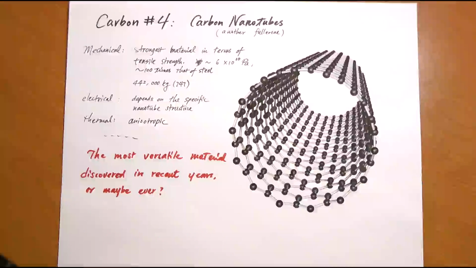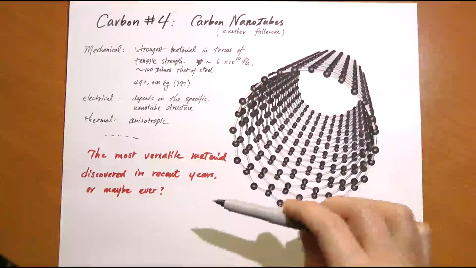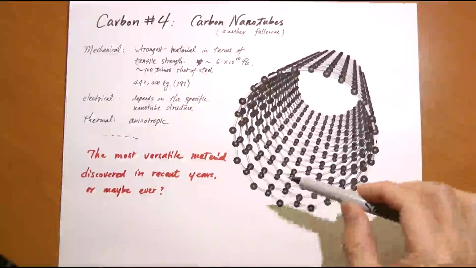There are different types of carbon nanotubes. What do we call nanotubes? Because the size here and there, we're talking about order of around a nanometer. Carbon nanotubes are one of the most interesting materials people have ever found. It certainly is the most versatile material discovered in recent years. It might be the most versatile material ever discovered by humans.